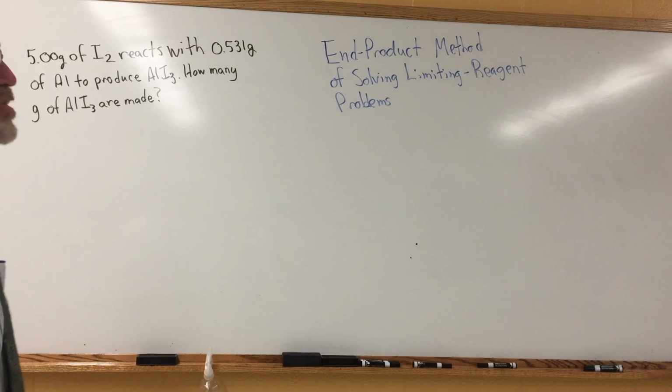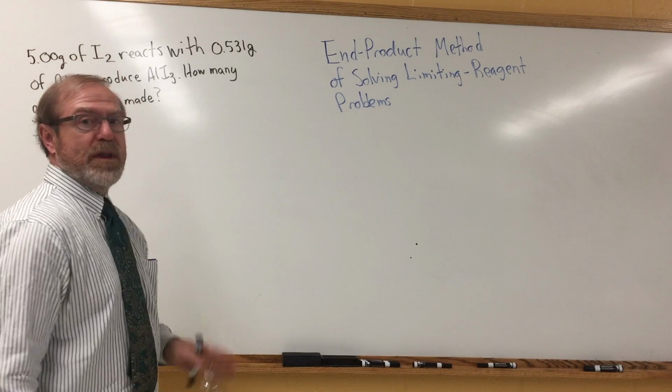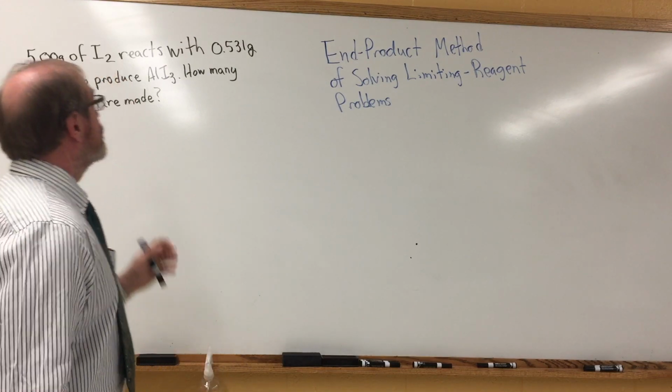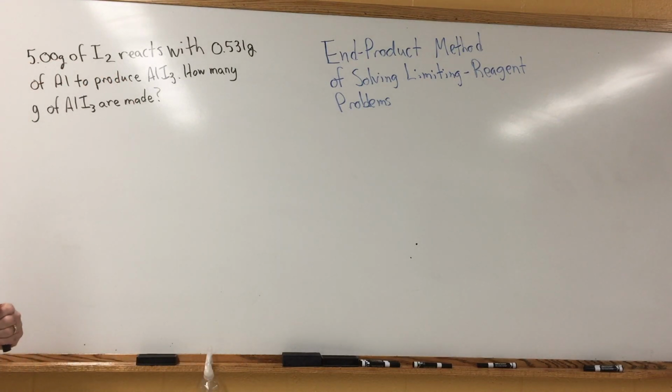Okay, so today I want to show you how to solve limiting reagent problems using the end product method. So take a look at this example problem. We've got 5 grams of iodine. It reacts with 0.531 grams of aluminum to produce aluminum iodide. How many grams of aluminum iodide are made?